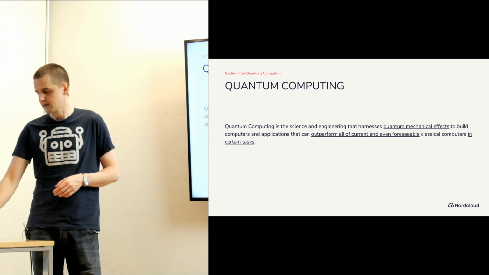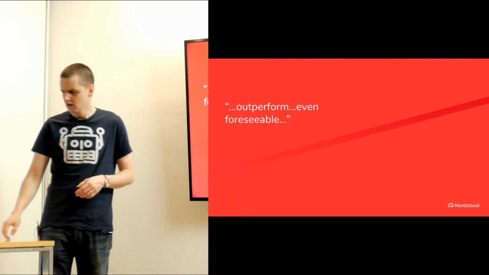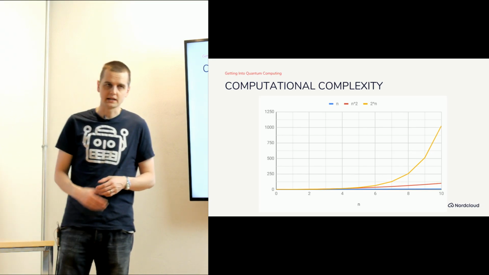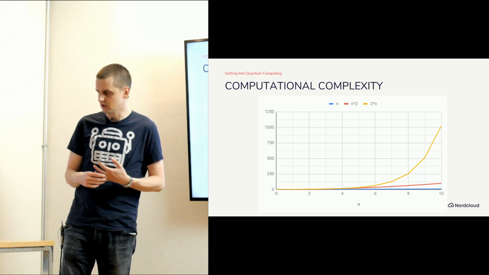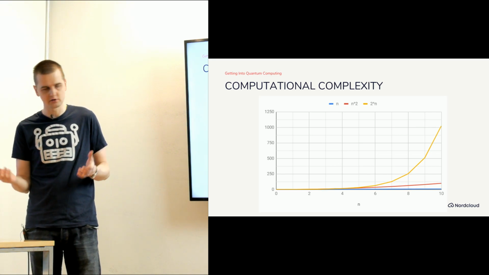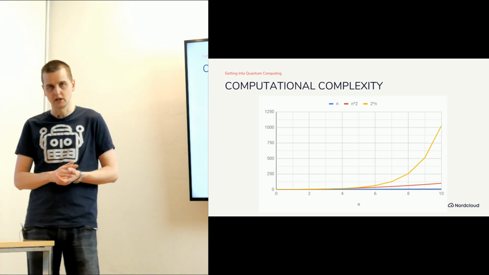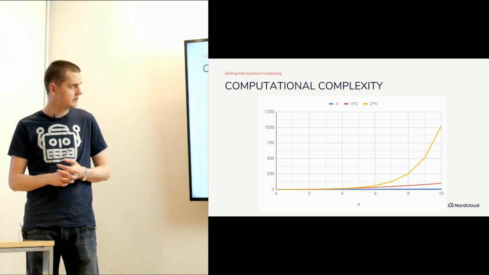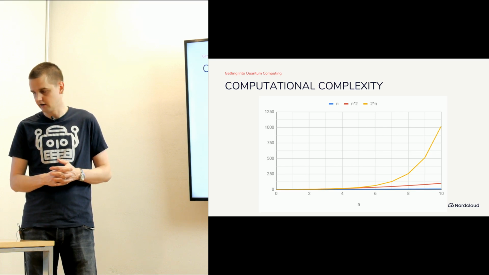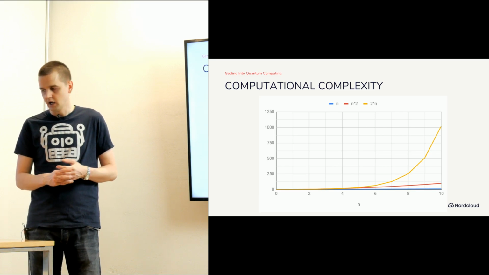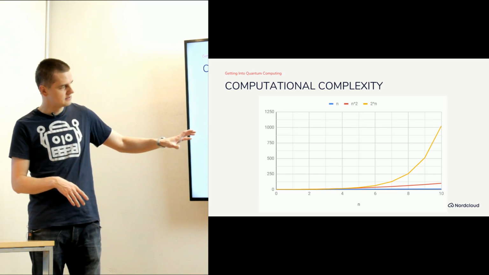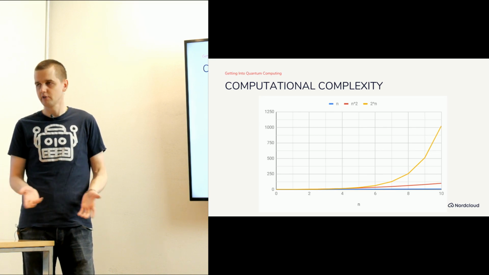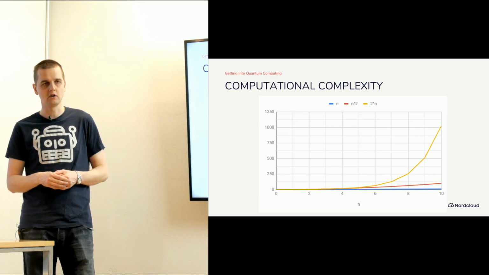First, starting with this outperformance. To understand this, we need to look at what is meant by computational complexity. I've plotted here three functions. There's the blue line, which is a linear function, then a squared function as the red line, and then an exponential function as the yellow line. The blue and red lines are usually grouped into polynomial functions, and then you have exponential functions like the yellow line.